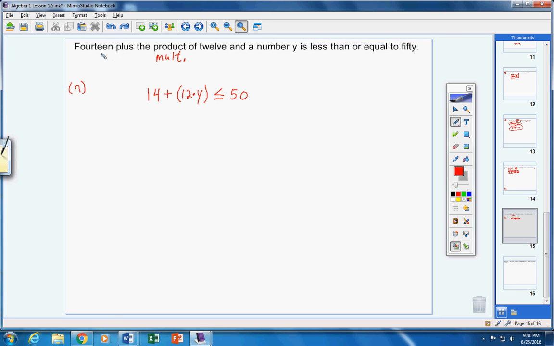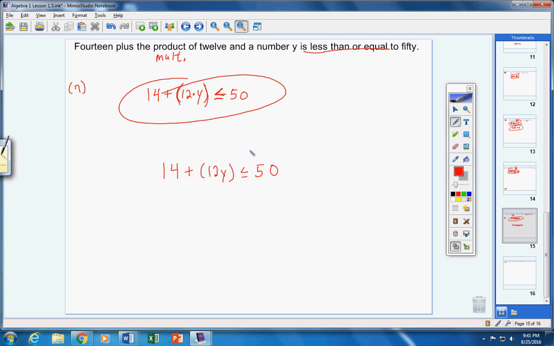Alright? 14 plus what? The product. So I put parentheses. Product means multiply. What am I multiplying? 12 and y. So 12 times y is less than or equal to 50. Now that's a good answer. That's a perfect answer, but you could also put 12 times y is just 12y. If you want to put that, that's up to you. Okay? And booyah, we are moving on.